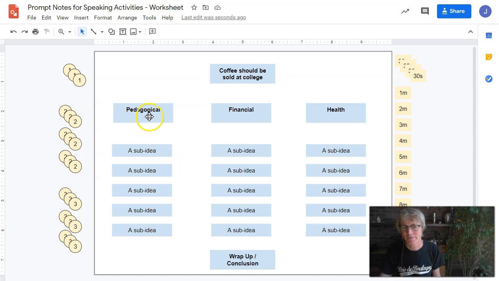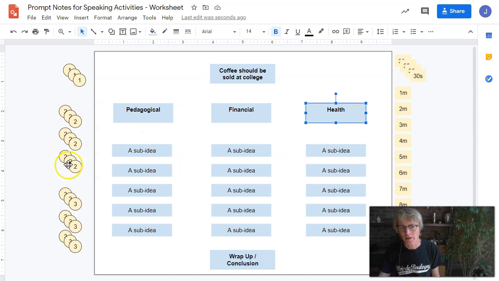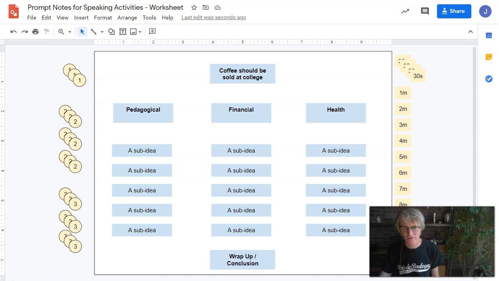Now, you don't have to have 3 subtopics. You could have more or less than this. But here we've got an example topic of coffee should be sold at college from a pedagogical perspective, from a financial perspective, and a health perspective. And of course, we want to come up with some ideas that connect with that. And we also need to know how long we have been given to speak. So let's say that we've been given 7 to 8 minutes to speak.